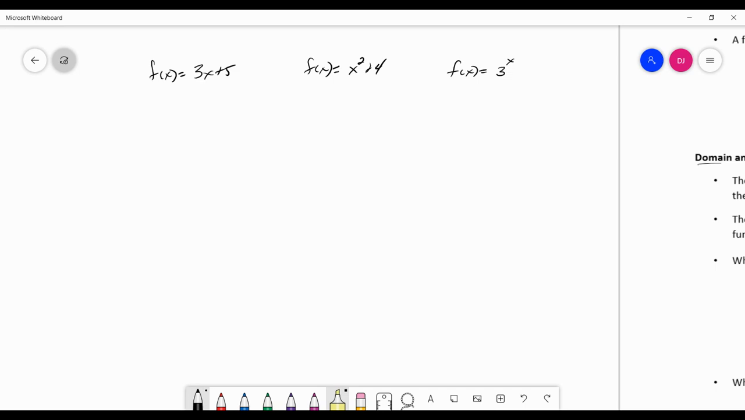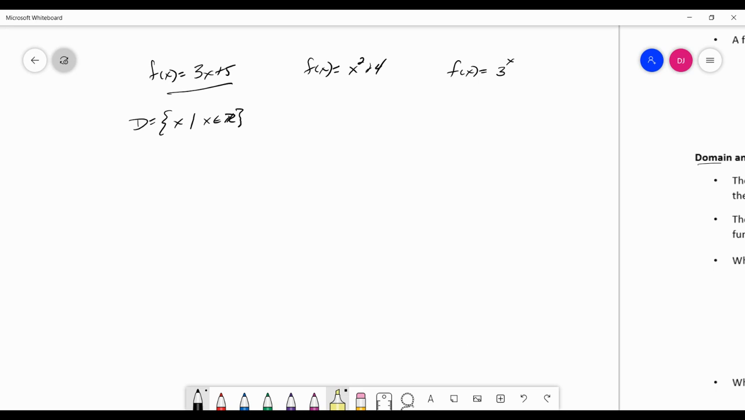But we talk about the domain. In an algebra setting, the domain is the set of values that x can equal. So if I look at f of x equals 3x plus 5, what can x be? Well, x can be 2, it can be 5, it can be 3. Well, x can be anything. So the domain is the set of all x values such that x is a real number. The domain is all real numbers.